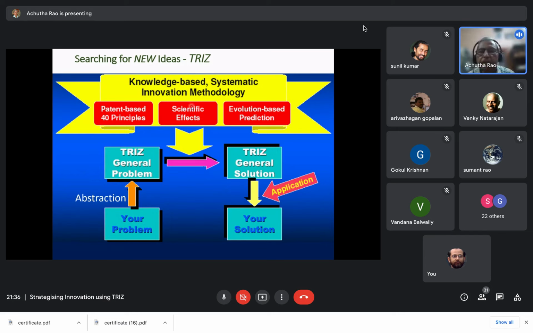Now the scientific approach. Another approach that we can take to go for a higher level of innovation is evolution-based predictions. That means you can jump from one technology to another level because you have actually predicted that this technology can be used. This is what I am telling. How do we strategize innovation?